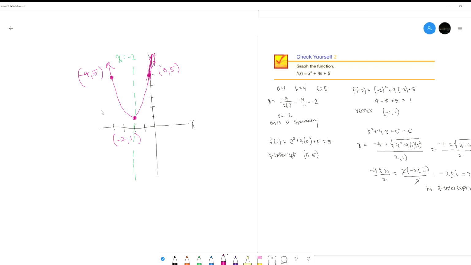Okay, why is there no x-intercept? You see, even on the graph, it doesn't cross the x-axis. Therefore, there's no x-intercept. So that was a little curveball for you.